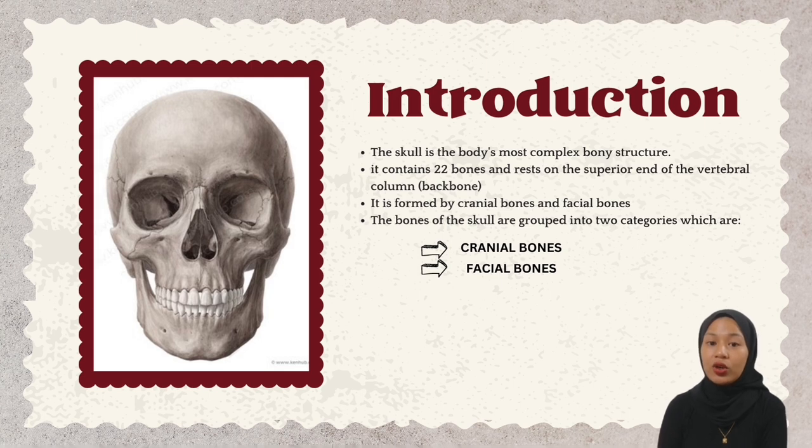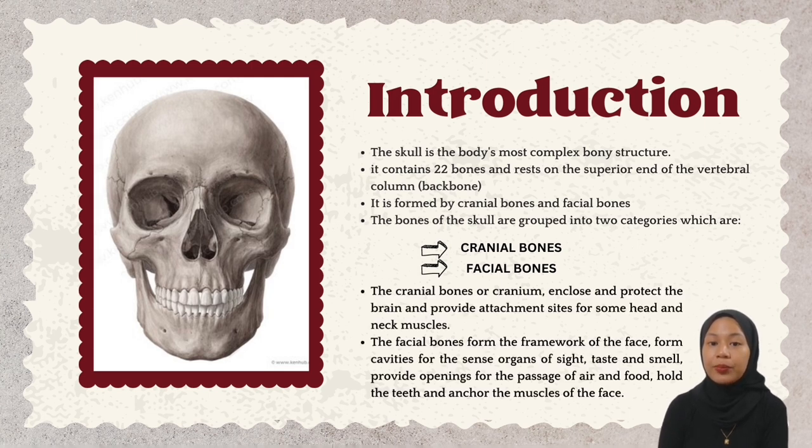The cranial bones, or cranium, enclose and protect the brain and provide attachment sites for some head and neck muscles, while the facial bones form the framework of the face, form cavities for the sense organs such as sight, taste, and smell, provide openings for the passage of air and food, hold the teeth, and anchor the muscles of the face.